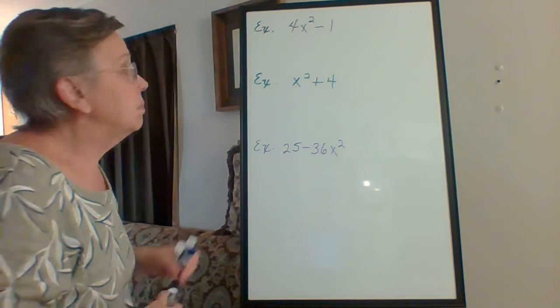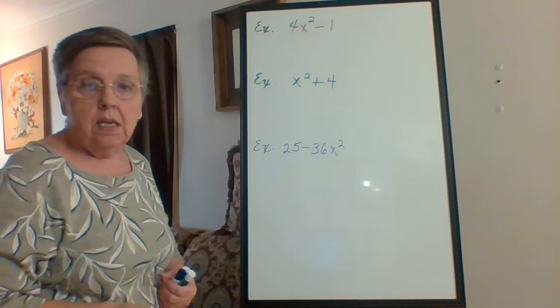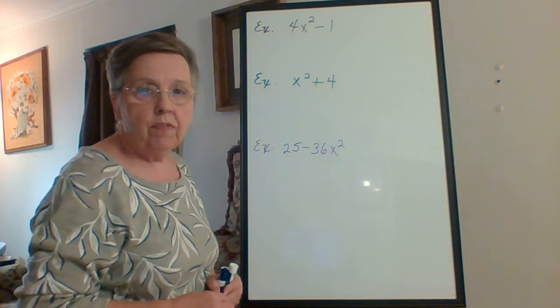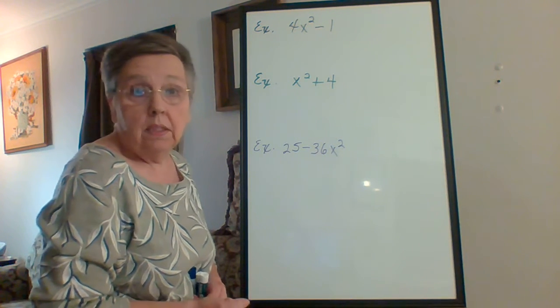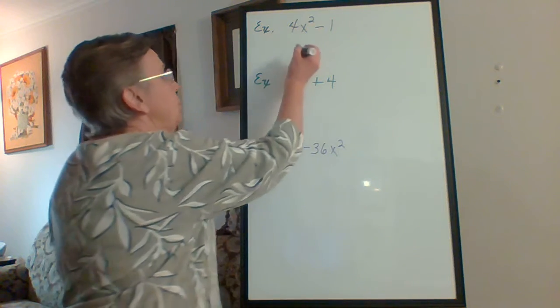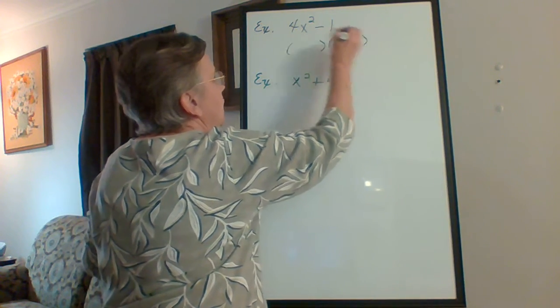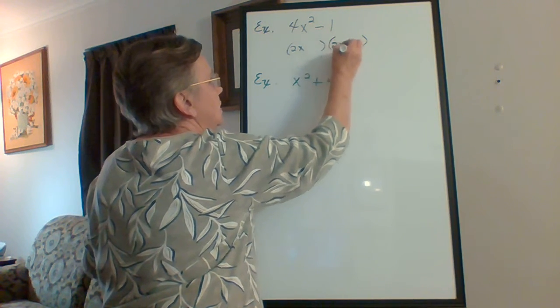Okay. 4x squared minus 1. Is 4x squared a perfect square? What times itself gives me 4x squared? 2x and 2x. So let's put our parentheses here, and we're going to go 2x and 2x.